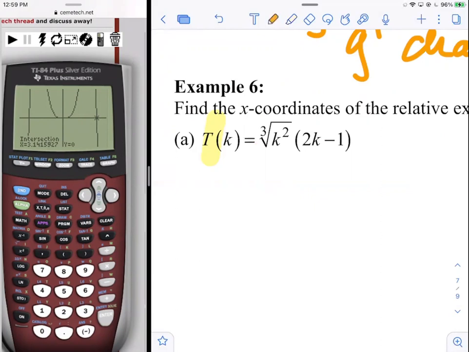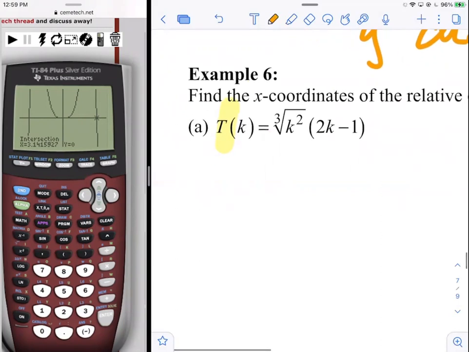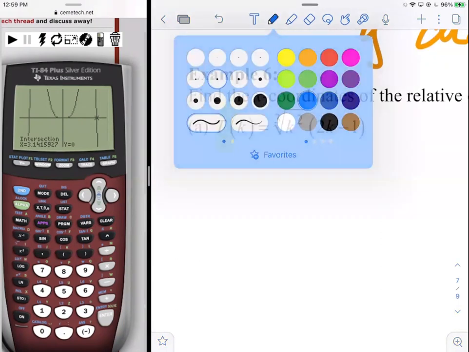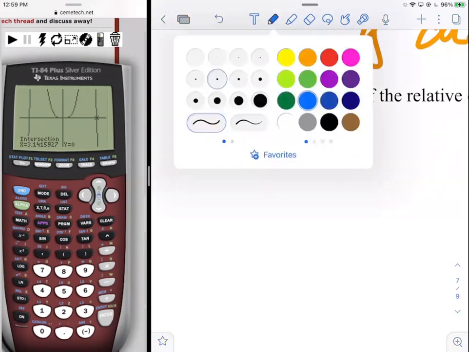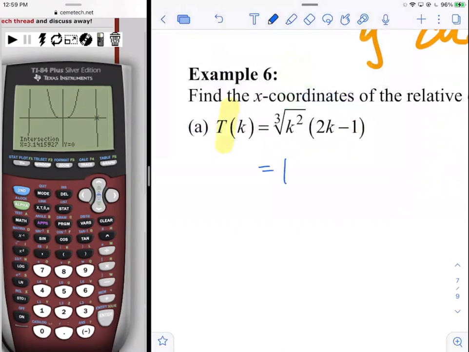Now, we have to take the derivative. We can either distribute or use the product rule. I'm going to use the product rule because we need to review it. So to use the product rule, we need to rewrite this function as k to the 2/3 times 2k minus 1. And again, it's your prerogative whether you want to distribute that or not.